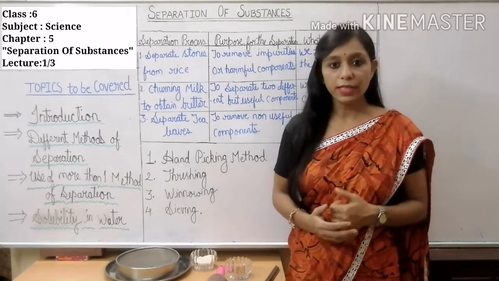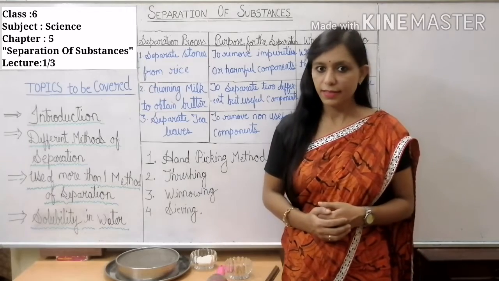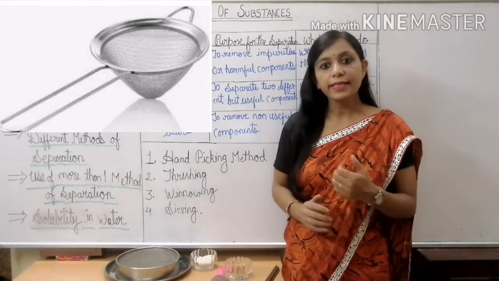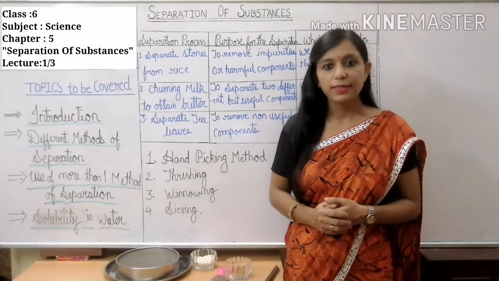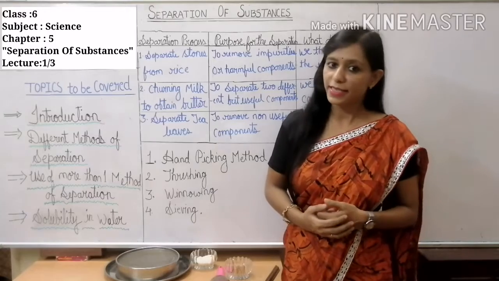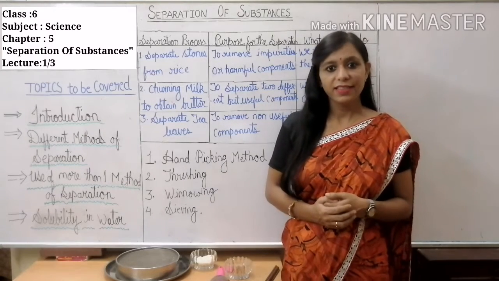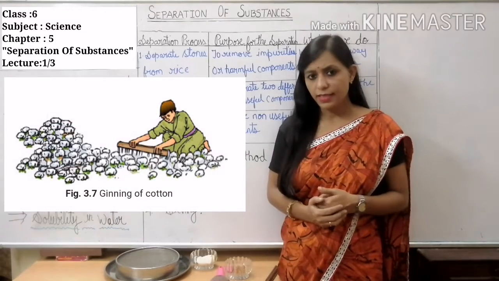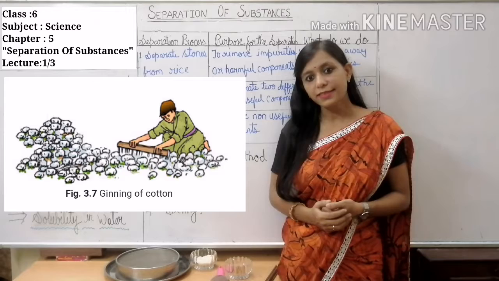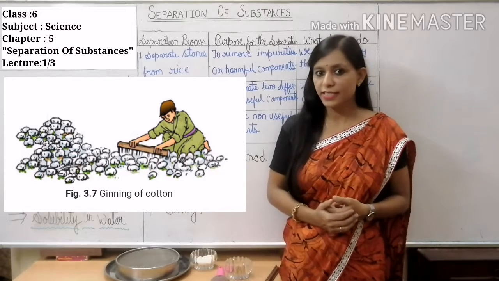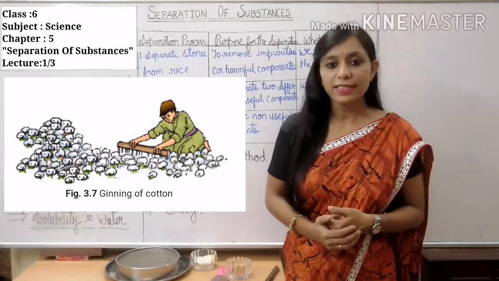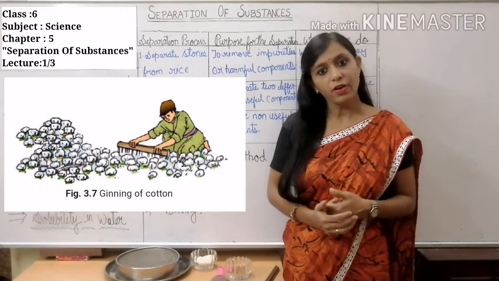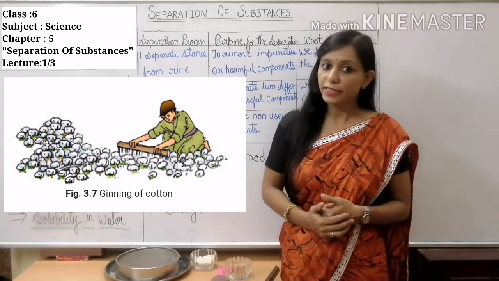When your mom pours the tea, what does she use? Yes, she uses a strainer. And why is it needed to use a strainer? Yes, to separate tea leaves from liquid tea. Good. Students, what is this? Yes, this is the process of ginning. In our third lecture, we have already discussed ginning. What is ginning? Very good. Separation of seeds from cotton fiber is called ginning.